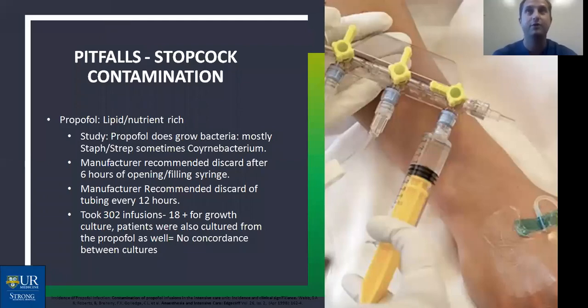Interestingly, there was no concordance between the patient culture and what was growing in the propofol vial and the propofol bottle, which was surprising to the people studying it. They thought that there would be almost 100% concordance, in that if it grows in the propofol, we're giving it to the patients through the propofol. Because of the discordance, they thought it was actually stopcock contamination that was growing in the patients, and not necessarily the propofol itself. So a little bit of history on that.